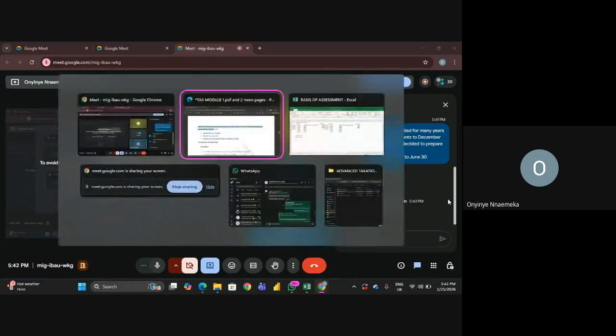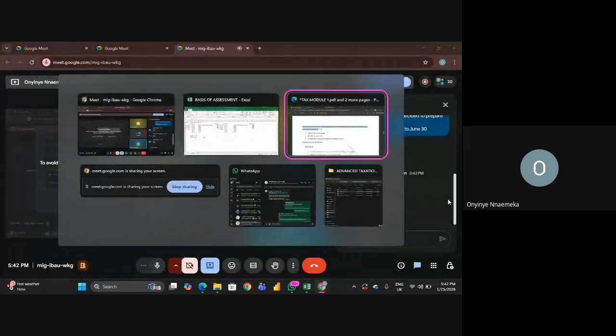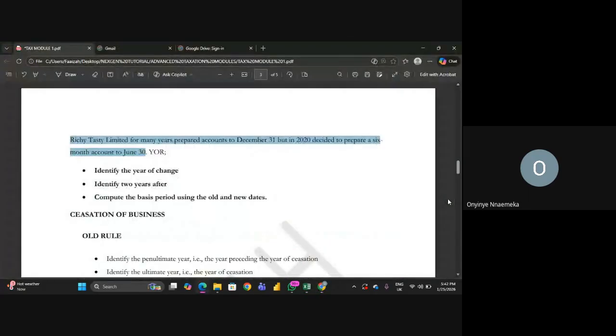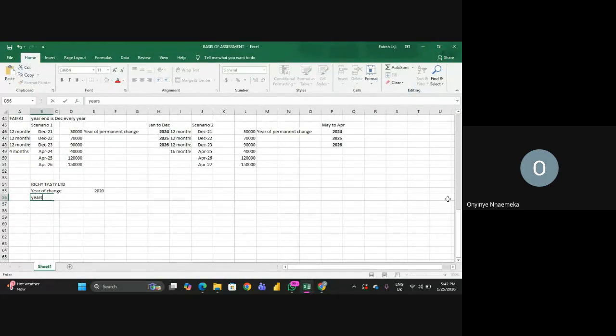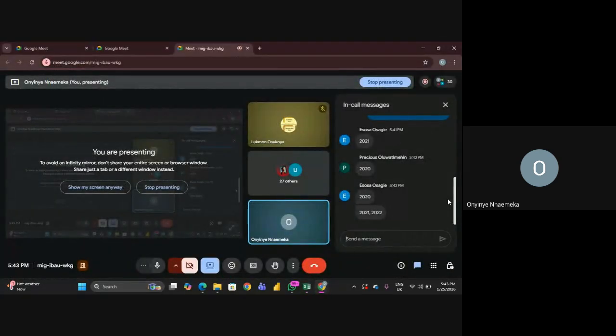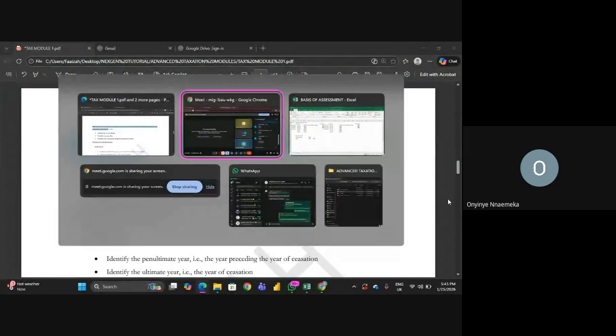So let's go back to our Excel. Year of change is 2020. So the next rule says that you should identify 2 years after. I think that's the first thing. Identify the year of change. Identify 2 years after. So years after is going to be 2021 and 2022. Okay. Yes. So now the next thing says compute the basis using the old and new dates.